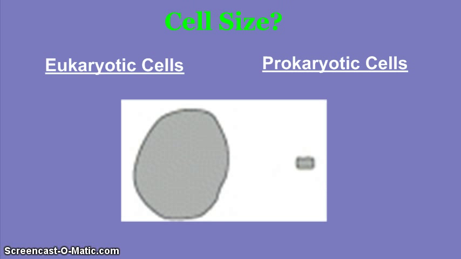Another criteria we look at in terms of classifying them into eukaryotic and prokaryotic cells, or telling the difference between the two: the eukaryotic cell, the one on the left-hand side. Look how much bigger it is than the simple prokaryotic cell. Eukaryotic cells are almost between 10 and 100 times larger than prokaryotic cells. So there's another difference that we see between the two.